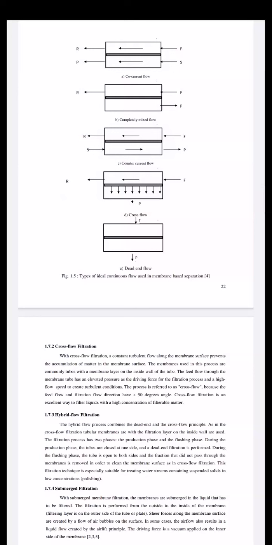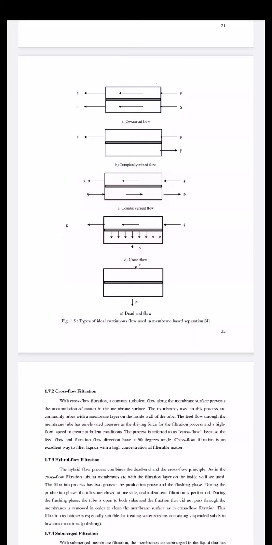These diagrams help you understand how the flows are coming, and the feed and the permeate are also shown by various arrows. These are the ideal conditions or continuous flows used in membrane based separation processes.